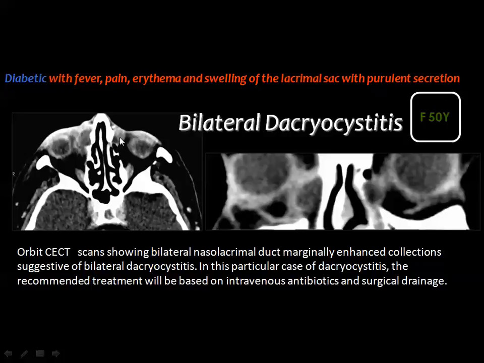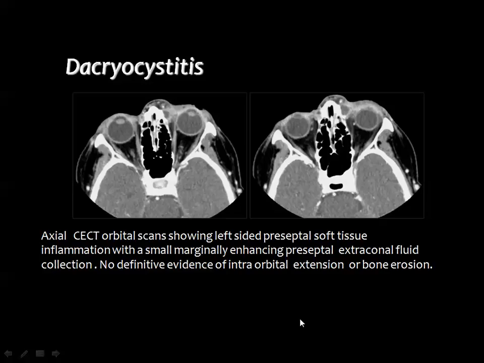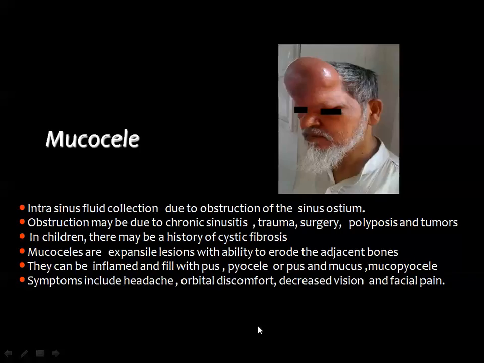And then here you see bilateral involvement of the lacrimal system on the left and on the right side, with marginally enhancing lesions conforming to the site of the nasolacrimal duct. And this is also another example showing the typical location of the dacryocystitis and the typical appearance, with the swelling and the enhancement of the periorbital soft tissues.